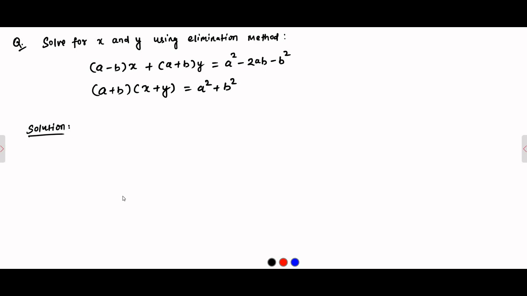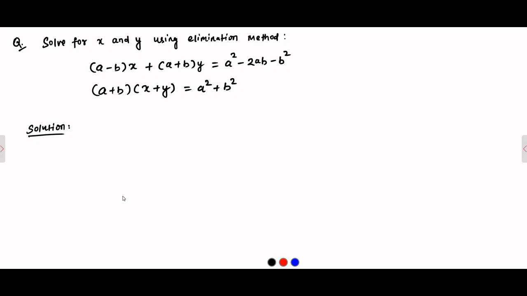So we have the coefficient of x, which is a - b in the first equation. The coefficient of y is a + b, and in the second equation both the coefficient of x and y is a + b. So it's a bit different from the previous questions that we have solved, where we had proper numbers on both LHS and RHS, but still we'll solve it.